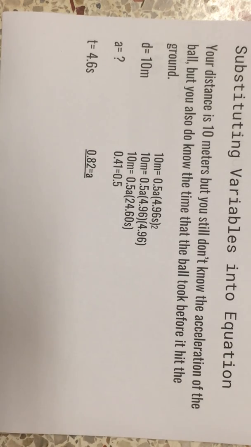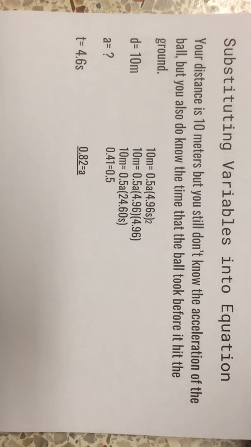Substituting variables into equations. Your distance is 10 meters, but you still don't know the acceleration of the ball. But you also do know the time that the ball took before it hit the ground. So distance equals 10 meters, acceleration you don't know yet, time is 4.6 seconds. The answer with the units would be distance equals 10 meters, acceleration 0.82 meters per second, and time is 4.6 seconds.